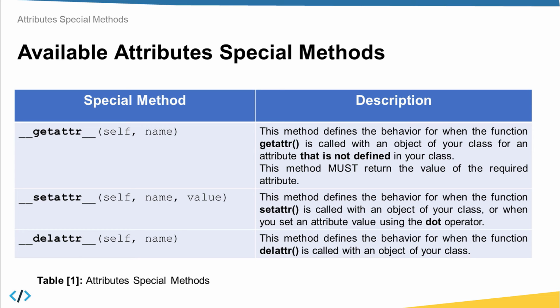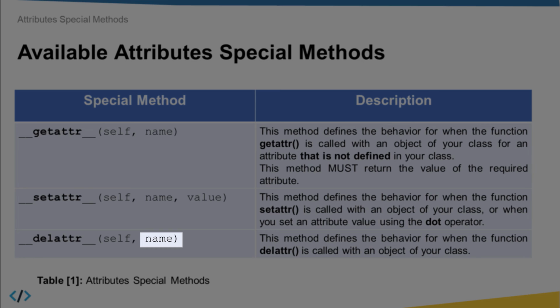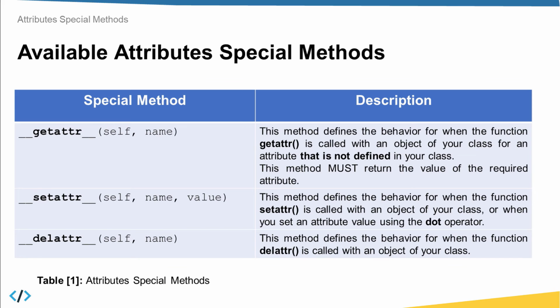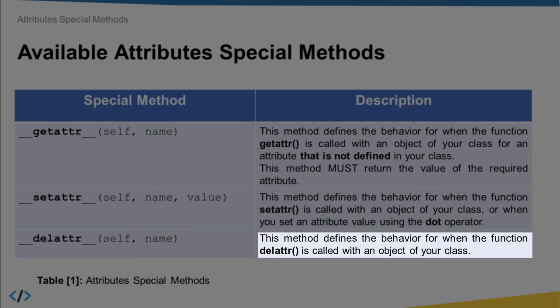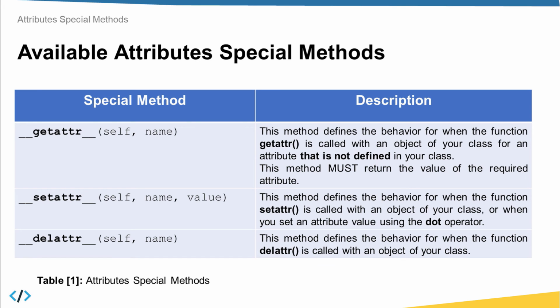The last method is __delattr__, and it takes only two parameters, which are the object itself and the name of the attribute that we want to delete. And this method defines the behavior for when the function delattr is called with an object of your class. What I need you to know also is that both __setattr__ and __delattr__ don't return any value.